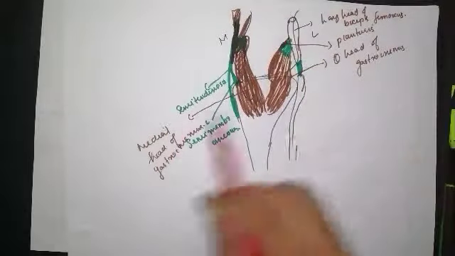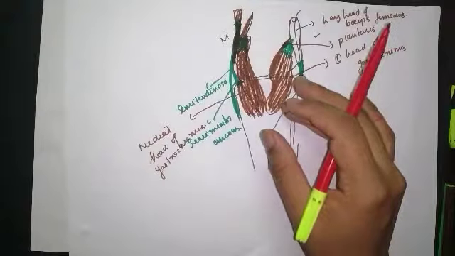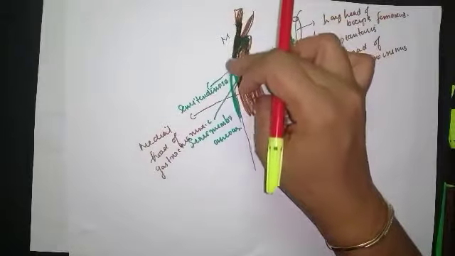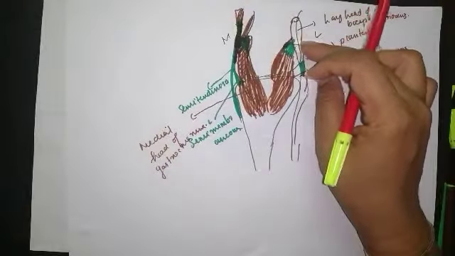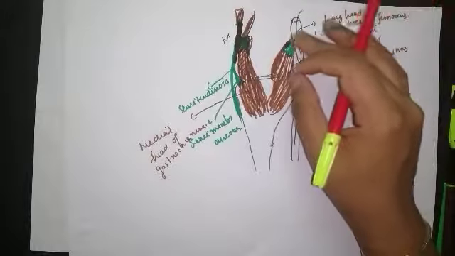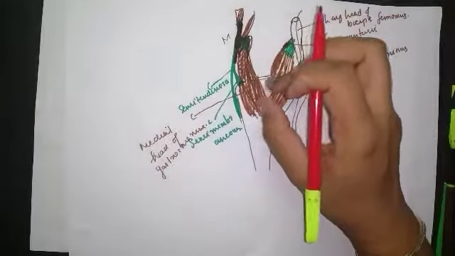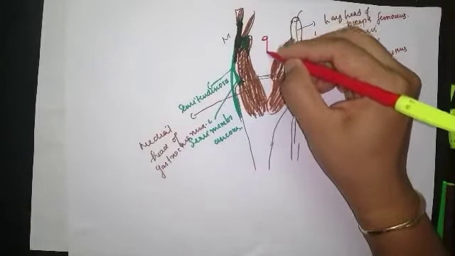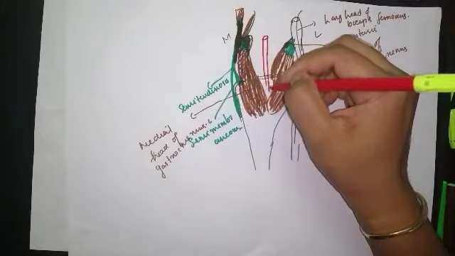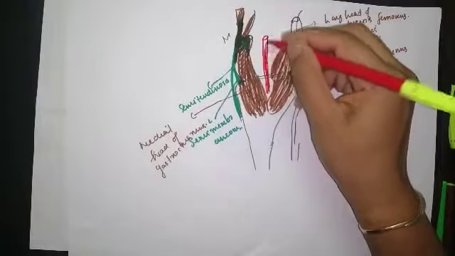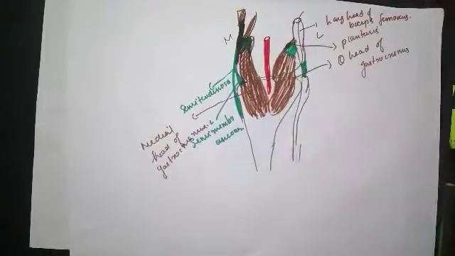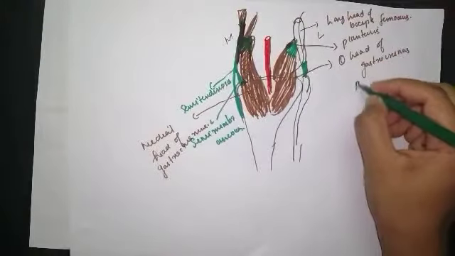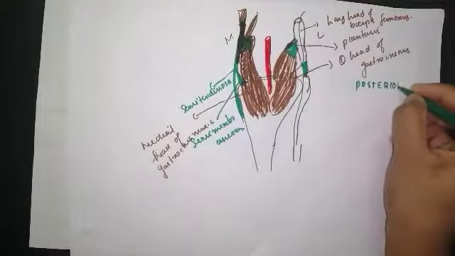We have just drawn the posterior aspect of the knee joint. We can see the medial and lateral head of gastrocnemius, the semitendinosus, semimembranosus tendon, and the long head of biceps femoris tendon here. If you look into the posterior relation, exactly in the middle we have some vessels running here. We know that the popliteal artery is running here. This is the posterior most structure. We are discussing the posterior relation here.